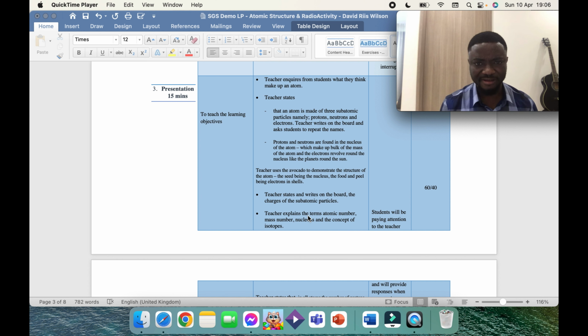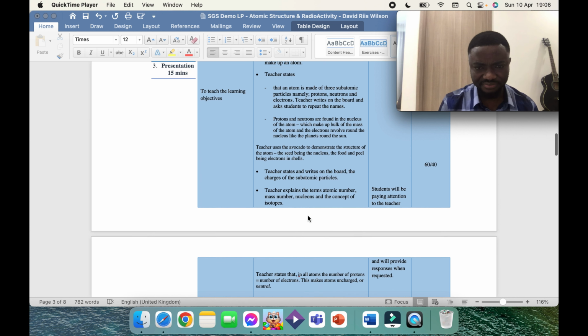And then a very important thing, the use of the avocado. The teacher will use the avocado to demonstrate the structure of the atom. The seed of the avocado represents the nucleus of the atom, and then the flesh and then the peel of the avocado represents the electrons orbiting around the nucleus of the atom. So I think this is a very good thing that can help students remember the structure of the atom.